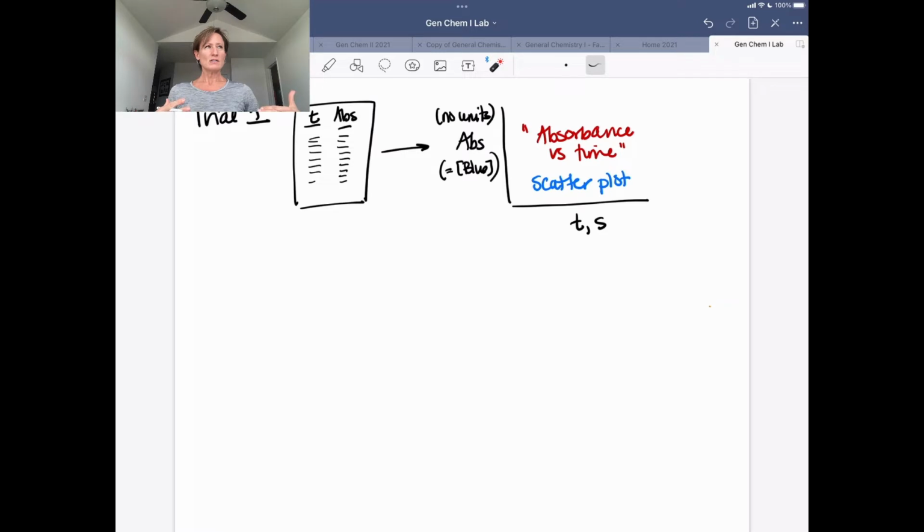Okay, when you downloaded your data from that little spectrophotometer, you had an Excel file that essentially had at least 4, maybe more than that if you had to repeat a trial.